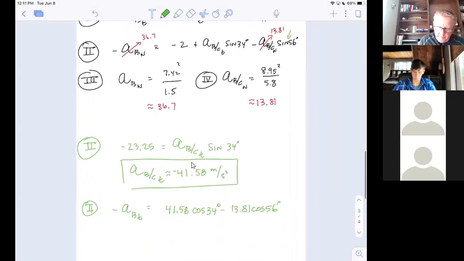So if I throw that all in, I get negative acceleration of B with respect to T equals, and on the other side is actually a positive number. So that actually leaves acceleration of B tangential to be negative 26.75. Also meters per second squared.